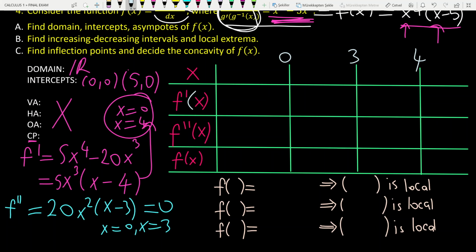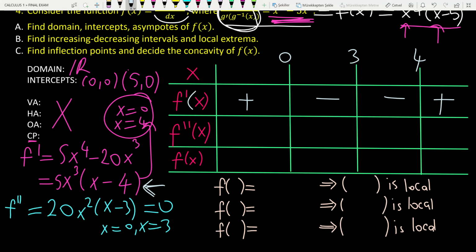From minus infinity to 0, if you look at the f prime, you see that the sign of f prime is positive. From 0 to 3, the sign is negative. From 3 to 4, the sign is negative. And when x is greater than 4, in this expression, you see that the sign is positive, plus.